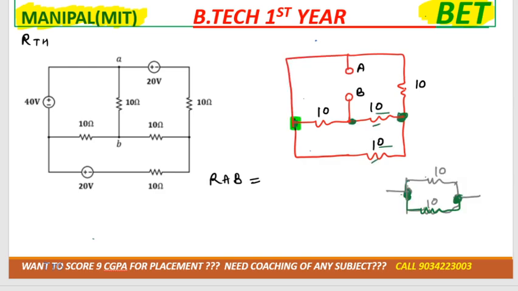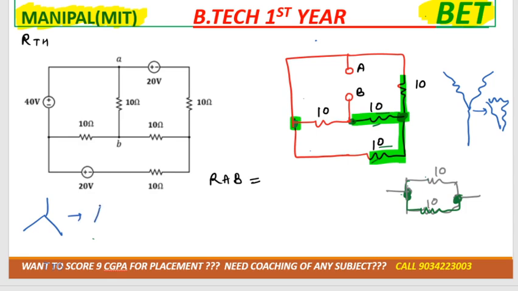Now you can see that no resistor is connected in series or parallel. So this one and this one, they are connected in star. If the star is like this, then if you convert it into delta, delta would be opposite. If you convert star into delta, then delta is in this shape. But if you convert star Y into delta, then delta would be in this shape. Correct?